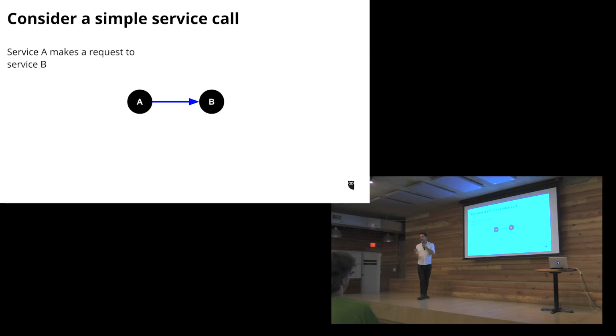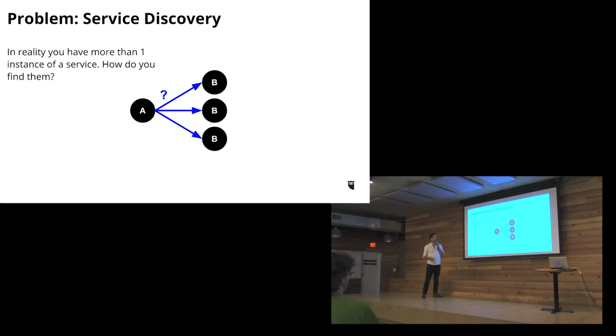There's one service talking to another service. So service A is making a call to service B, a request over the network. It's a simple kind of call, makes a request, gets a response back. But in reality, you actually have more than one instance of a service running. You might have 3, you might have 10, you might have 100. So the first problem is, where are these services running? And after deployments, where are they going to live once everything changes? So there's churn in the cluster.